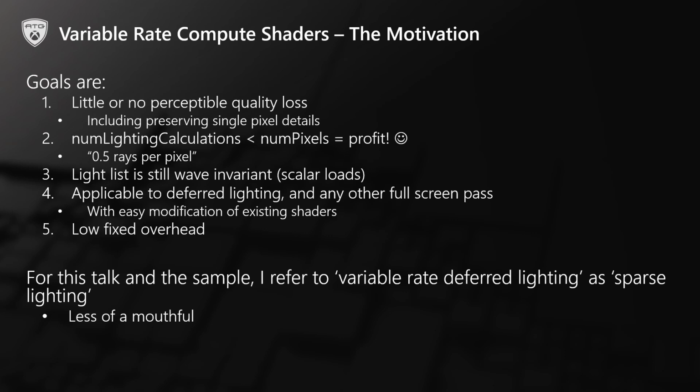As well as deferred lighting, we would like this technique to be applicable to many other lighting passes or full screen passes. And there needs to be a low fixed overhead, so even in the case where most of your screen is running at 1:1 rate, we don't want this to produce a net loss. Finally, while I'm going to focus on variable rate deferred lighting, that's a bit of a mouthful, so I may refer to this as sparse lighting for the remainder of the talk.